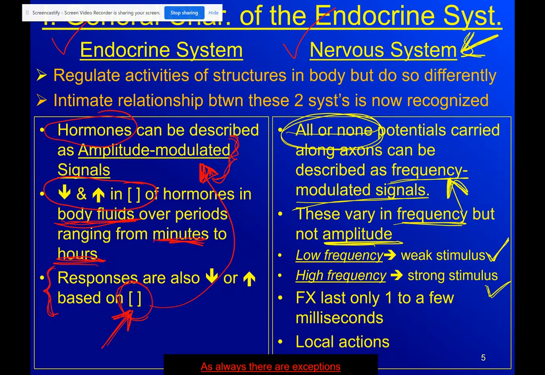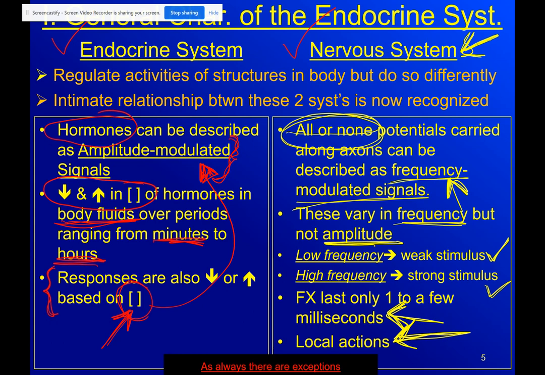Now, this is something else that's different. If you look over here, we mentioned that for the endocrine system, we have periods of minutes to hours of effect, right? Here, it's 1 to a few milliseconds. So it's 1,000th of a second, or maybe 3,000ths of a second, but it isn't minutes, it isn't hours, it isn't even a second, okay? And normally with your nervous system, it's going to be a local action. It's going to be at your toe. It's going to be at your finger. The nerve fires at your finger. The nerve fires at your toe. If you stub your toe, that neuron is firing at your toe.